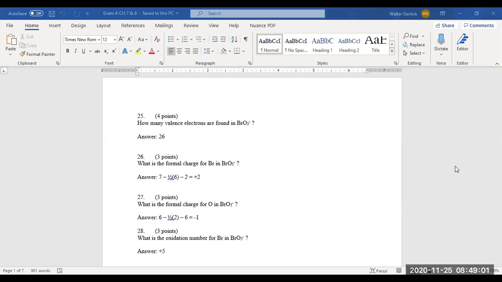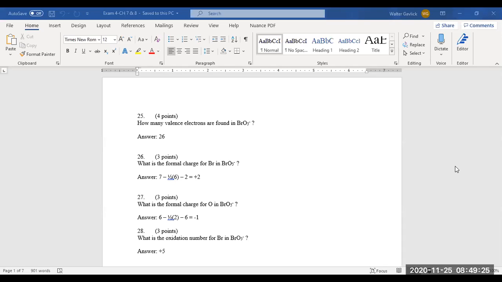But going through it, the answers for the 2 approaches, in each case, there were 26 valence electrons. So you needed to remember that it is a negatively charged ion, so that you had the valence electrons from bromine and the 3 oxygens, but also you had 1 additional electron because it's an anion.